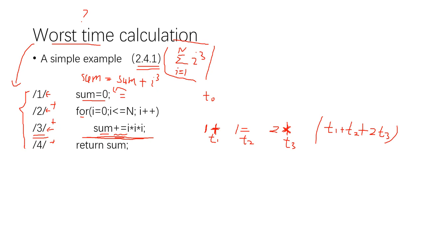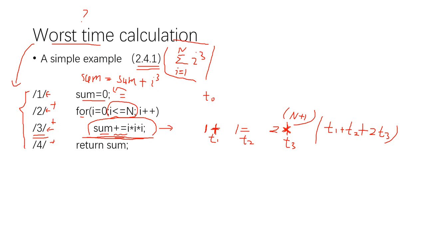And how many times this part will execute depends on the loop, right? How many times? Likely n plus 1 times. This part is i less than or equal to n, and then this part will execute, so totally it spends n plus 1 times.